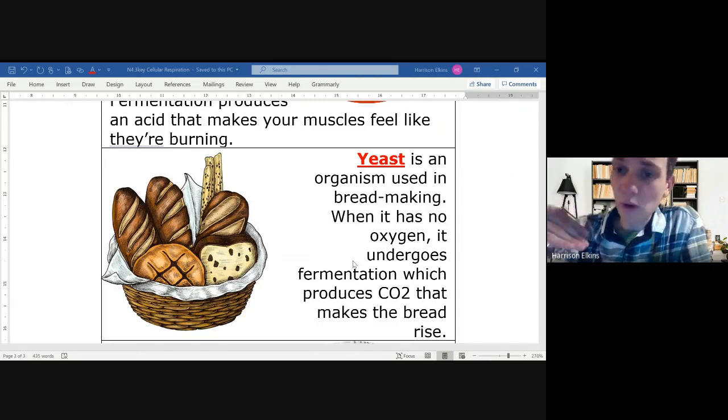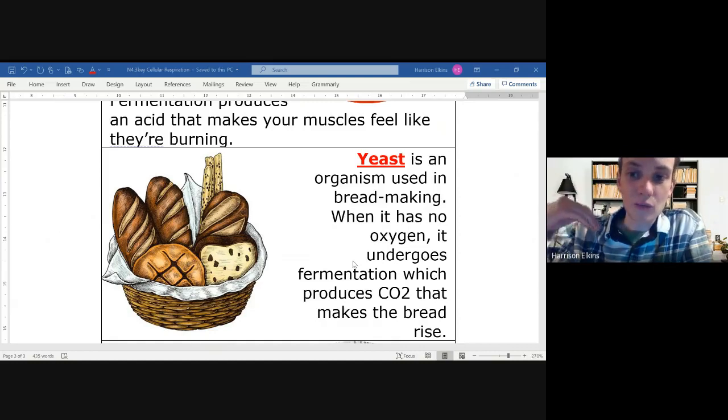You had CO2 in the dough, and it was rising, especially if you put it in warm temperatures, because warm temperatures help the metabolism go more quickly. So if you put bread in the oven, what you're actually doing is you're causing yeast to ferment more. The reason you put yeast inside of the bread is that it's going to produce CO2, so that'll make your bread rise and it makes your bread fluffy.